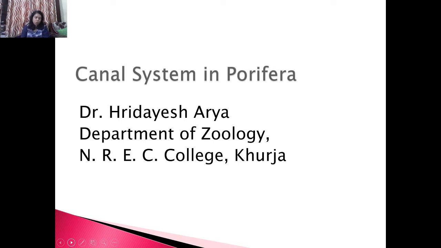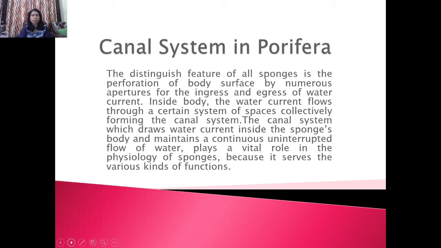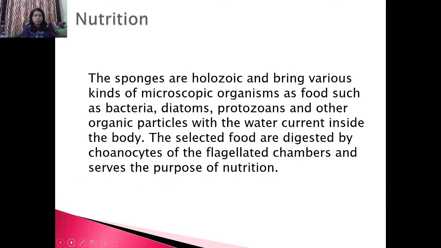Flow of water is controlled by closing and opening of stomata. Elimination of metabolic waste, chiefly ammonia, also takes place by diffusion through the surface of the body. So it is very important to study the canal system in Porifera. Canal system is a distinguishing feature of all sponges, as there is a perforation of the body surface by numerous apertures for the ingress and egress of water current. Inside the body, the water current flows through a certain system of spaces collectively forming the canal system.